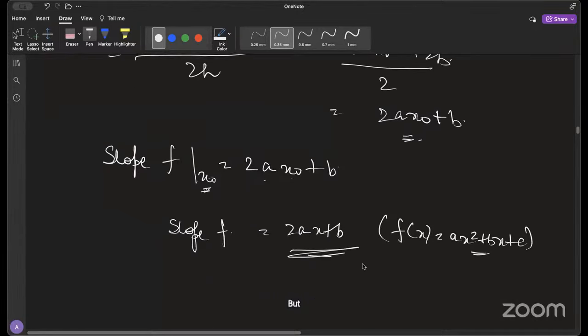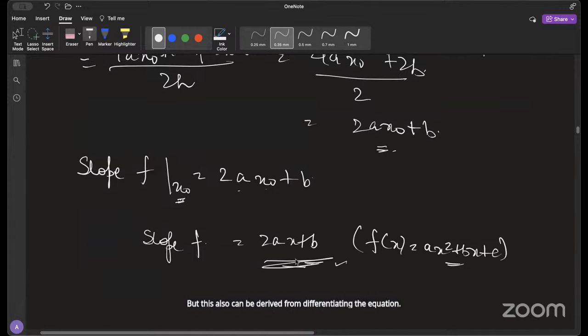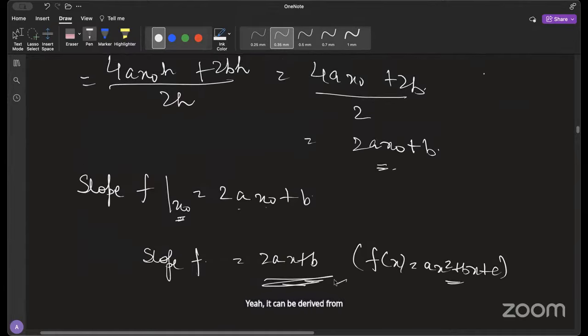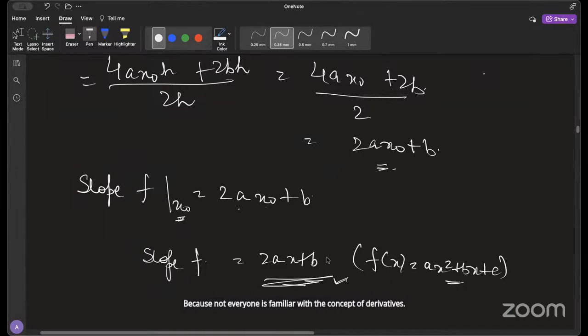But this can also be derived by differentiating the equation. Yes, it can be derived from differentiating as well, but we are not doing derivatives here because not everyone is familiar with the concept of derivatives.